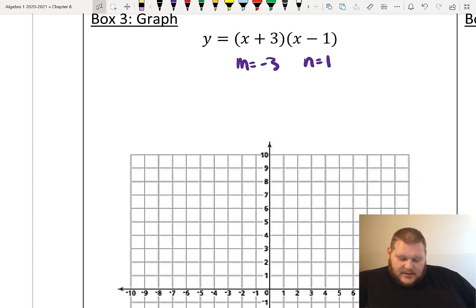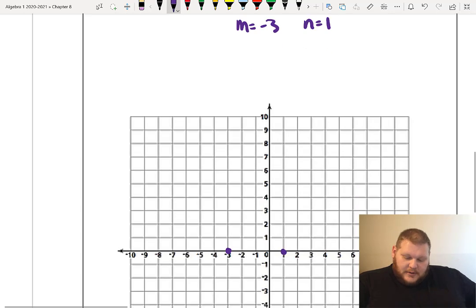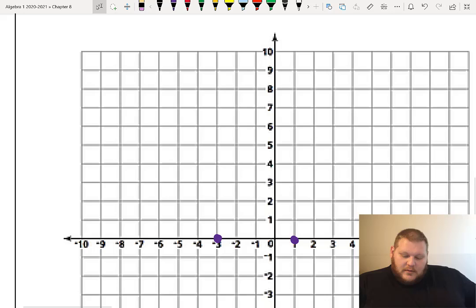I know we usually like starting with my vertex, but since I know those two points, those are my two x-intercepts, so I'm going to go ahead and plot those first. So we got negative 3 and positive 1. Those are my two intercepts.